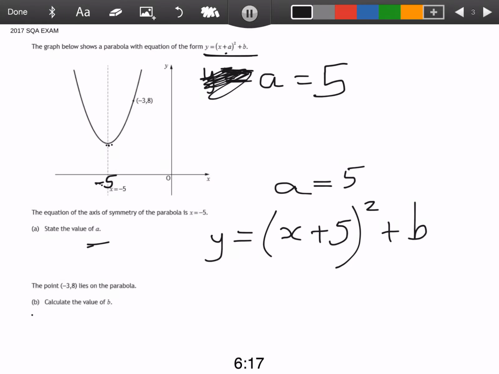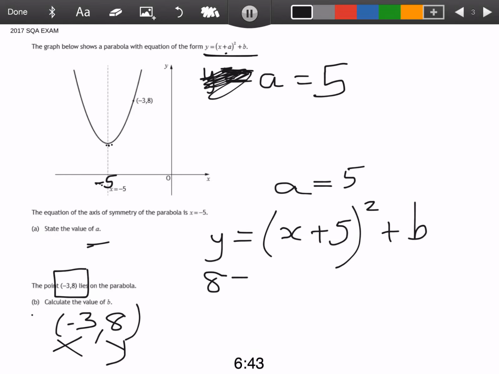Part B. The point (-3, 8) lies on the parabola. What's the value of b? This ties into the very first slide that we had up there at the very beginning. If you've been given a point, sub it in. What are we subbing in? Well, (-3, 8) means -3 is our x value and 8 is our y value.